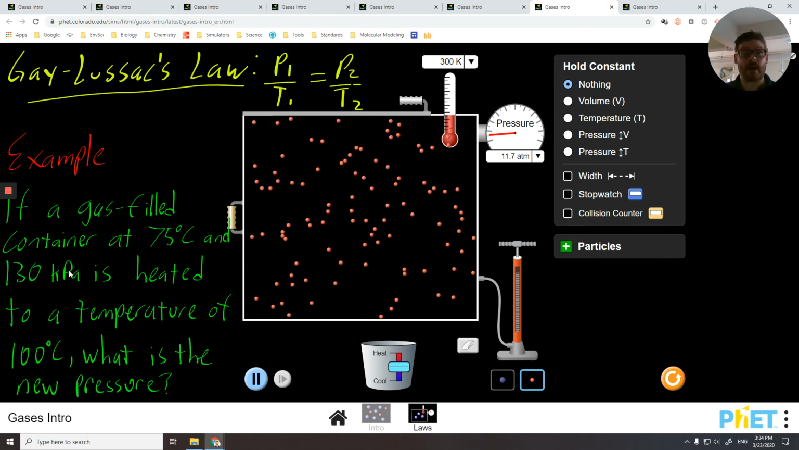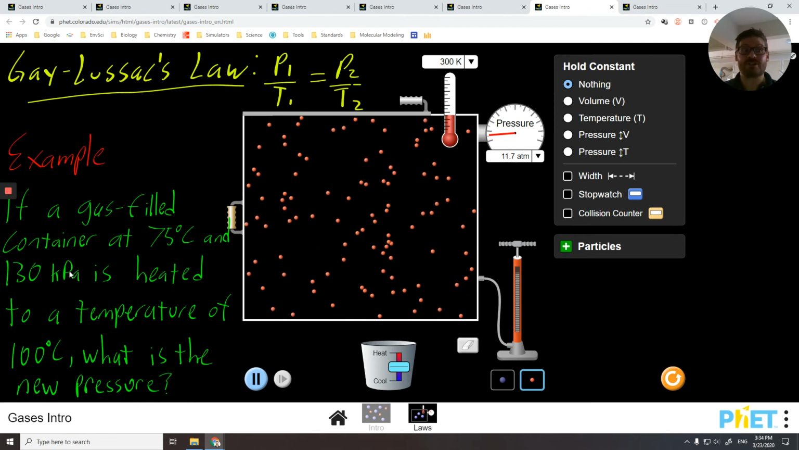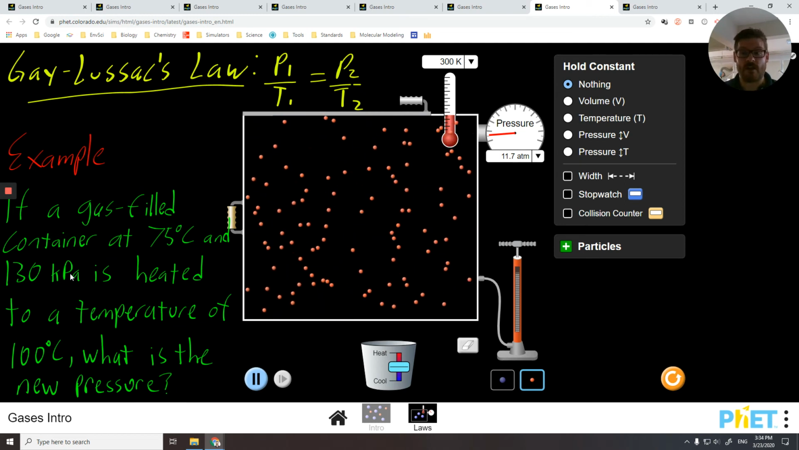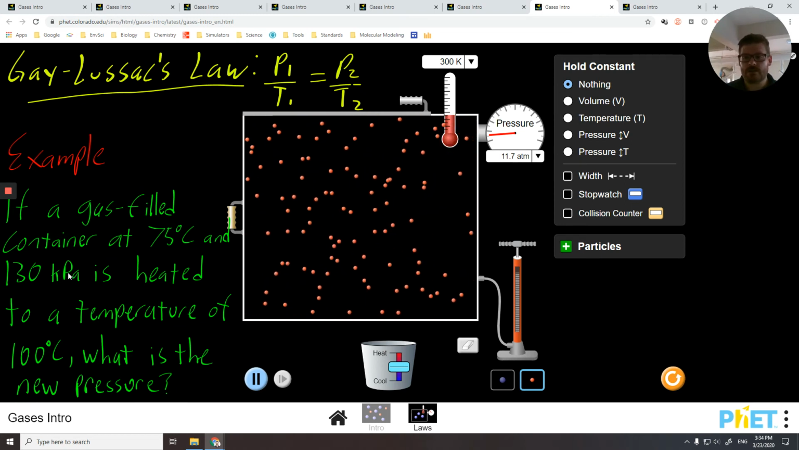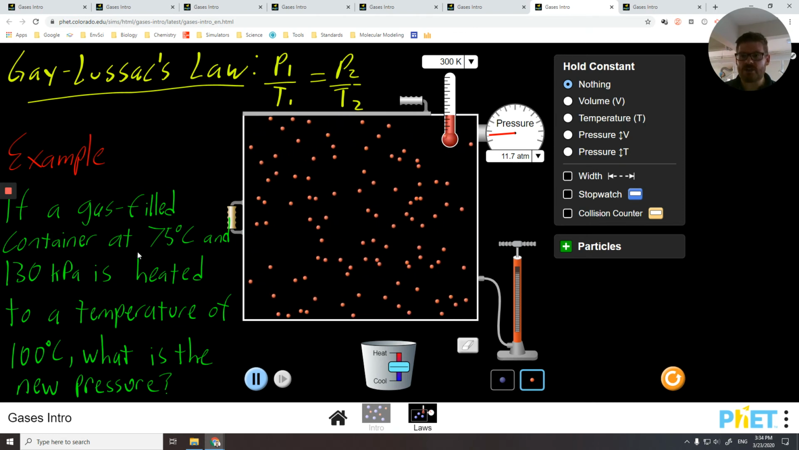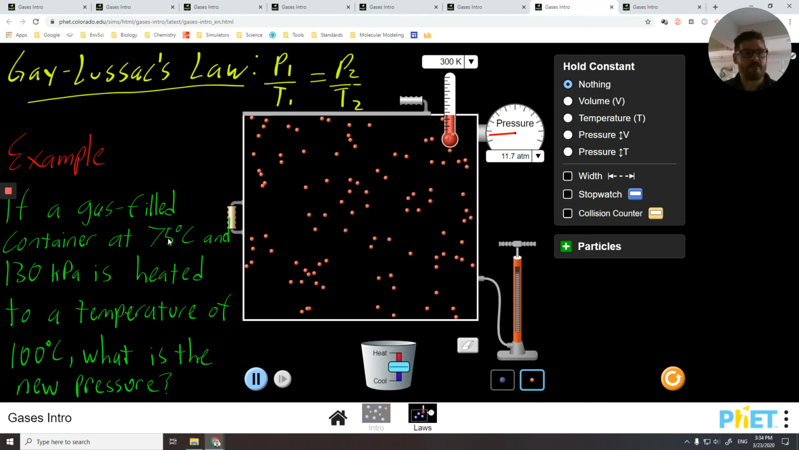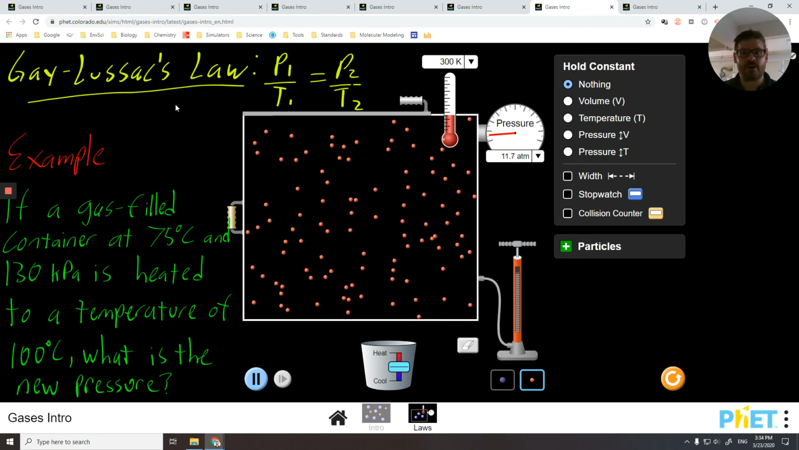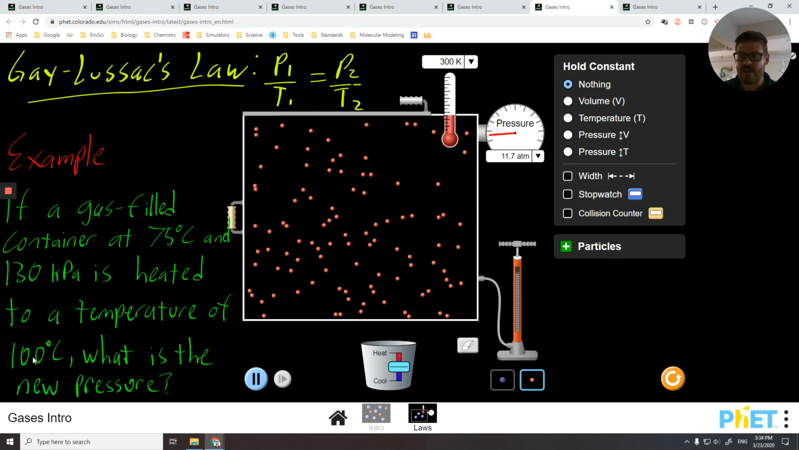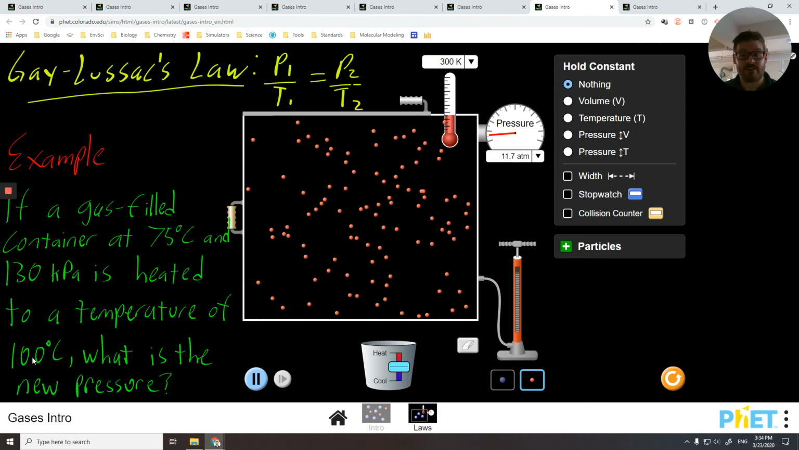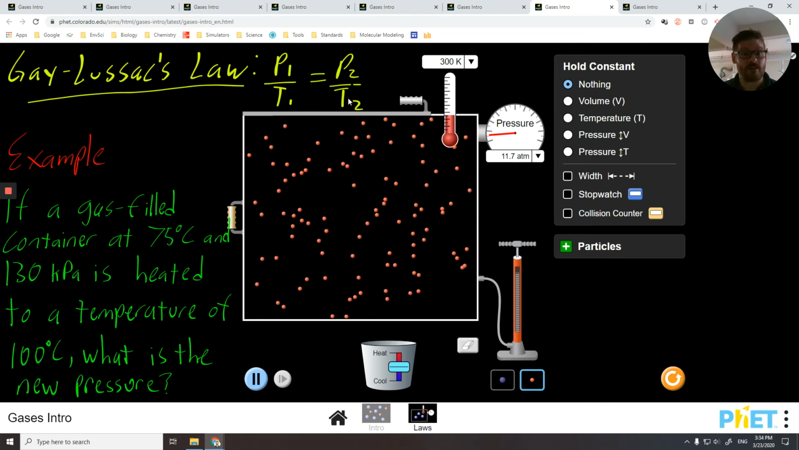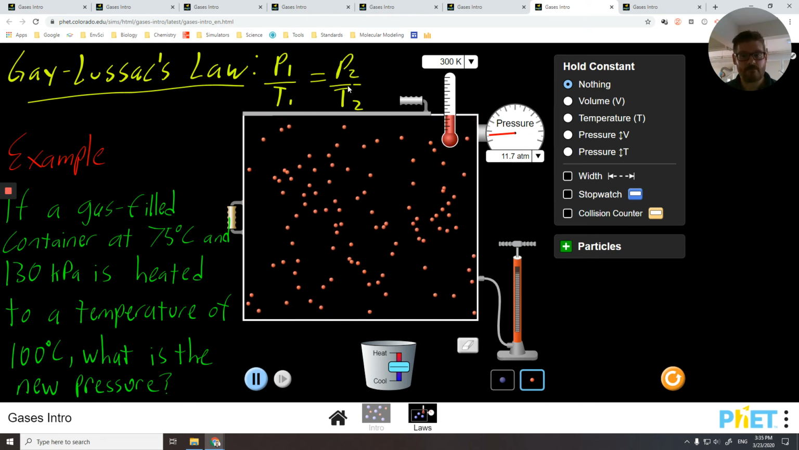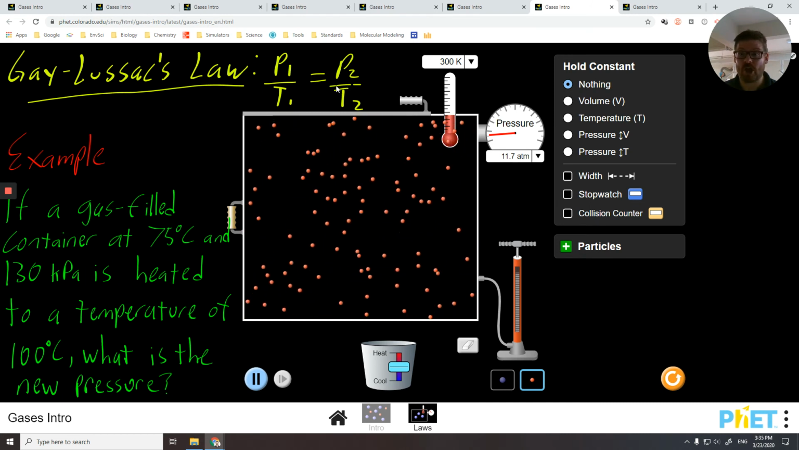The pressure is in kilopascals. That's okay. You can just leave it as 130. You don't have to change it to atmospheres. It works just fine this way. Okay? So put your numbers into the equation. 75 plus 273 will get you your temperature in Kelvin. 130 is your starting pressure. And then 100 plus 273 is your new temperature in Kelvin. Put that one in, and you can solve for your unknown of pressure. Okay, good luck on that.